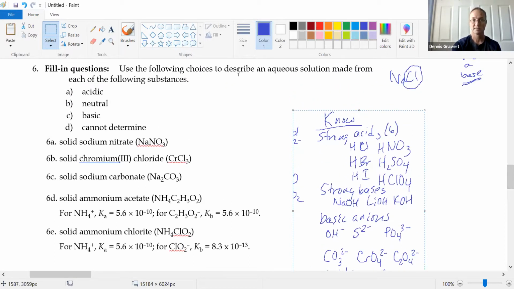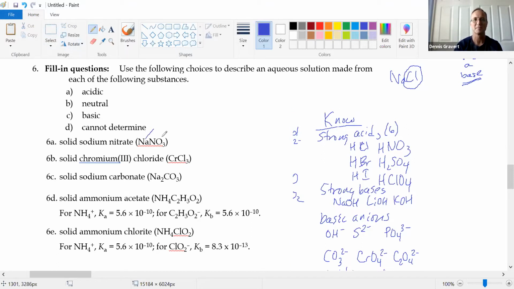For question 6, using the following choices to describe an aqueous solution made from each of the following substances. Do you want to know if you mix sodium nitrate into water, do you get an acidic solution, a neutral solution, a basic solution, or do you just throw in the towel? Don't throw in the towel. No, it's not that one. We can figure this out if you know this information over here.